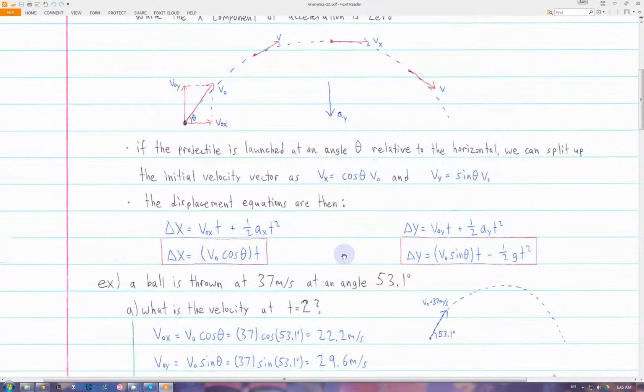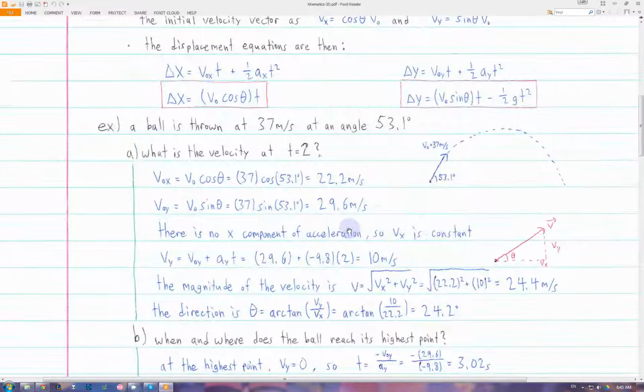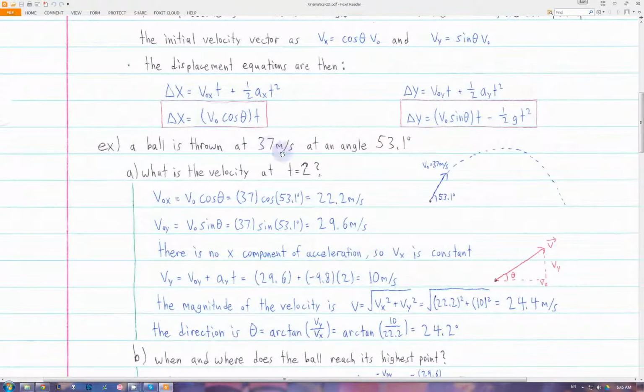So now let's look at an example. We have a ball thrown at 37 meters per second, that's the initial velocity, at an angle of 53.1 degrees relative to the ground. So the first thing we want to know is what is the velocity at time equals 2 seconds. The first thing you always do in a projectile motion question is find the x and y components of the initial velocity, so that you can use these equations.